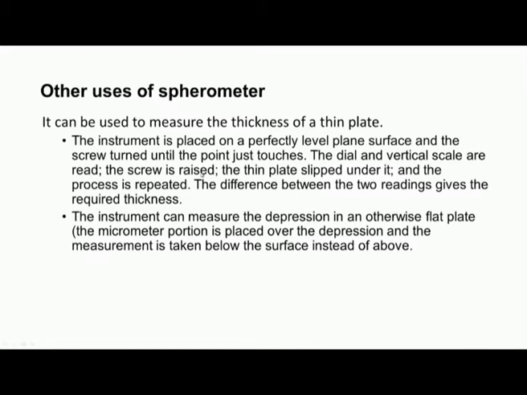Now, what are the other uses of the spherometer? Apart from measuring the radius of curvature, this spherometer can also be used to measure the thickness of thin plates, thin metallic plates, thin glass plates. The instrument is placed on a perfectly level plane surface and the screw turned until the point just touches the surface. The dial and vertical scale are read and the screw is raised, the thin plate is slipped under it and the process is repeated. The difference between the two readings gives the required thickness.